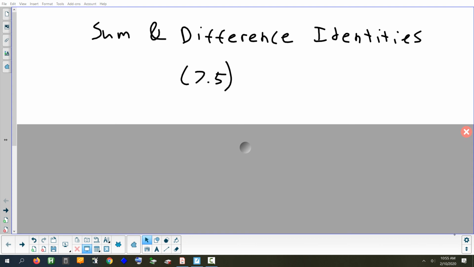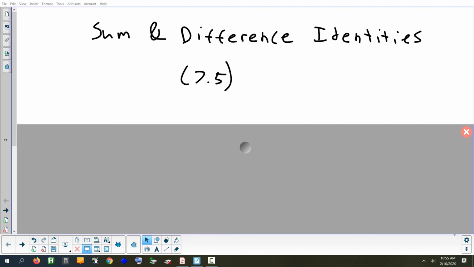Okay, so the last section we're going to look at that has trig identities in it is section 7.5. Most of these identities, as I said, you're using in calculus. We're going to see in 7.6 where you can use some of them to solve just basic equations.